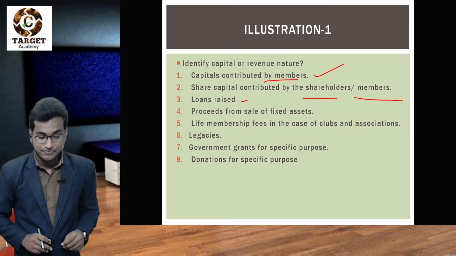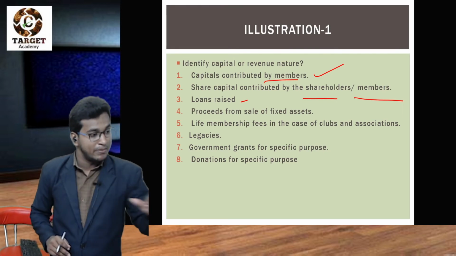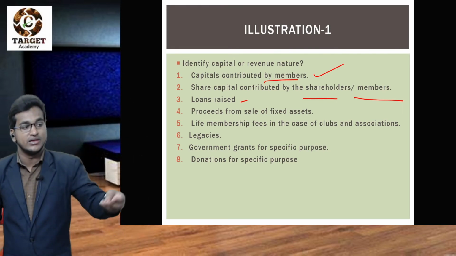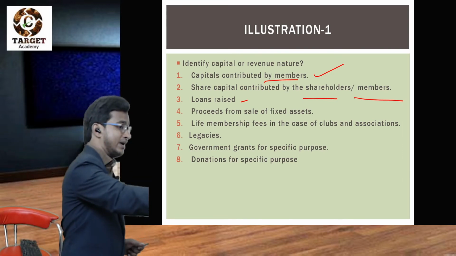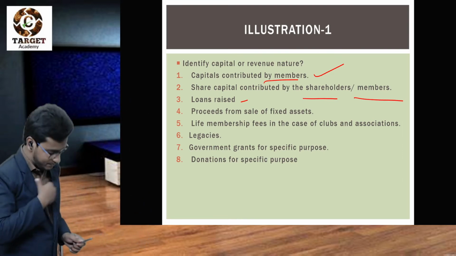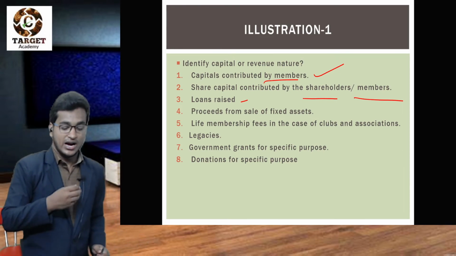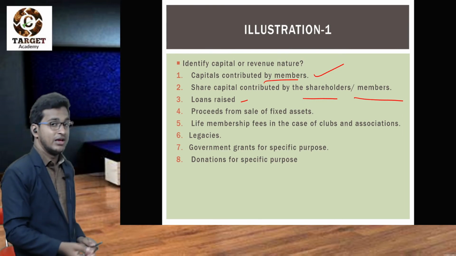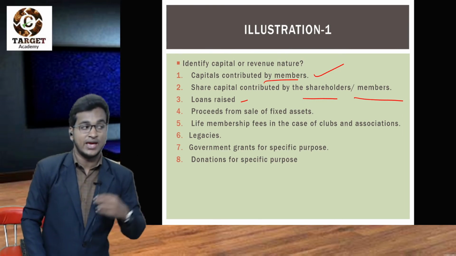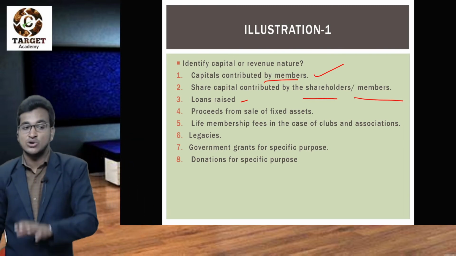But that is not my normal activity, because we are not selling goods to the SBI. If we sold goods to SBI and SBI paid cash to me, then that is my revenue receipt. But here I am not selling goods to the SBI. I am taking money from the SBI as a loan. That is my capital receipt, not a revenue receipt.